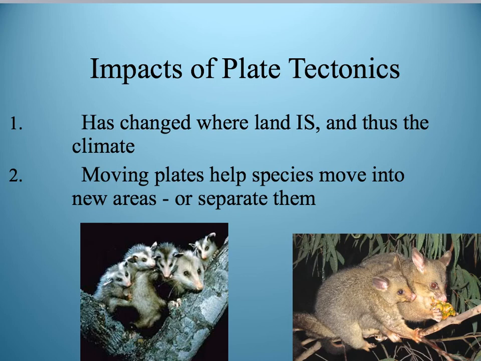The impacts of plate tectonics, obviously, they've changed where land is and thus the climate of those particular areas. Moving plates help species move into new areas, or they can also separate them and you get what's called speciation. Okay, so here we see possums looking one way, and here we see them looking totally different because they've moved from one area to a different area, and over time they've adapted and evolved different traits in that particular area.